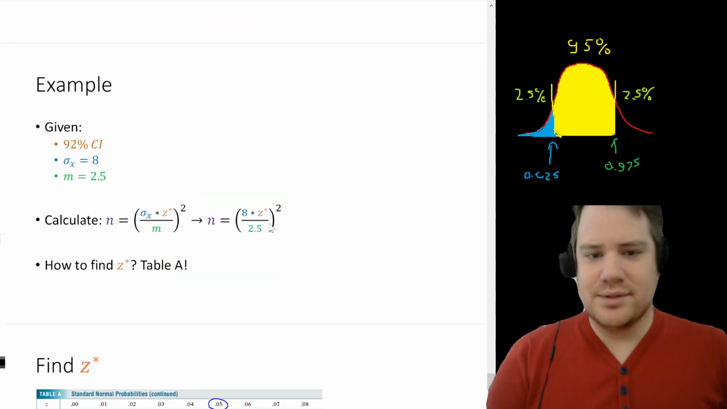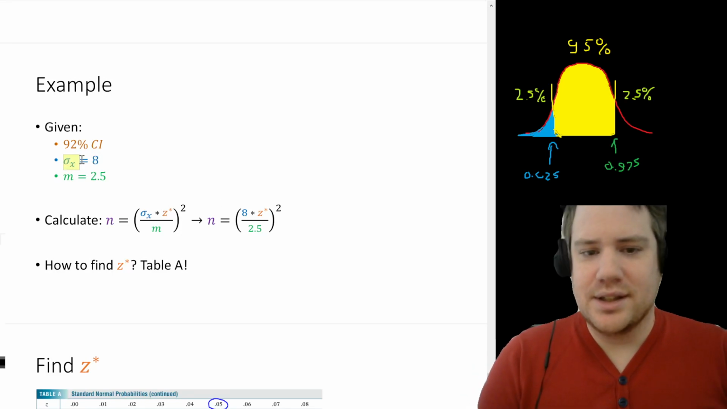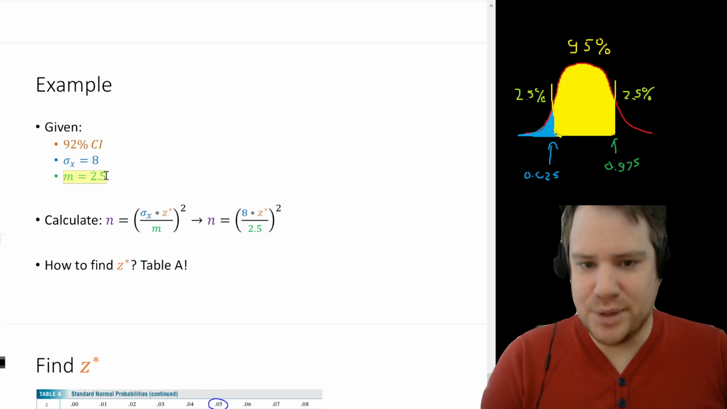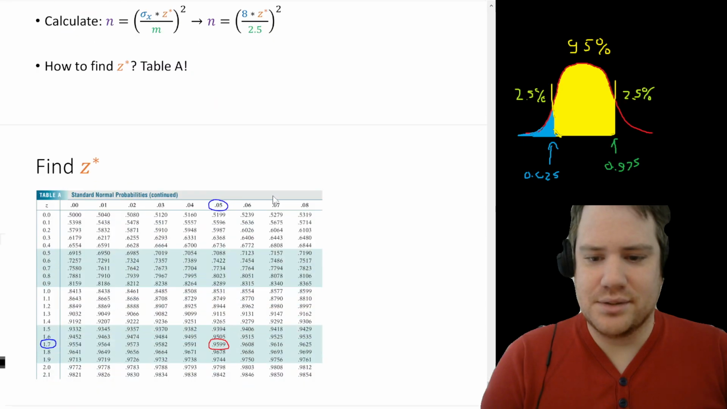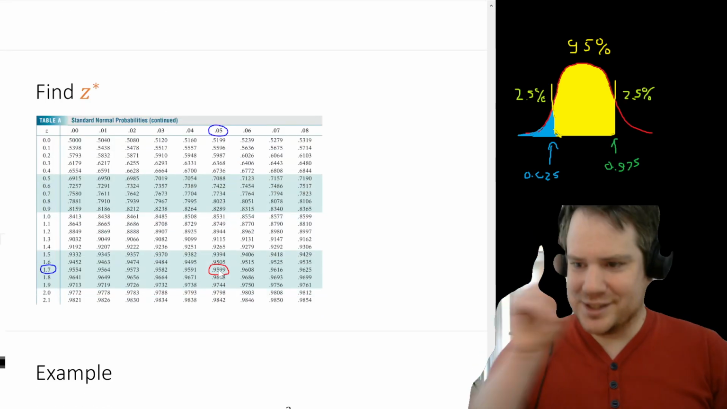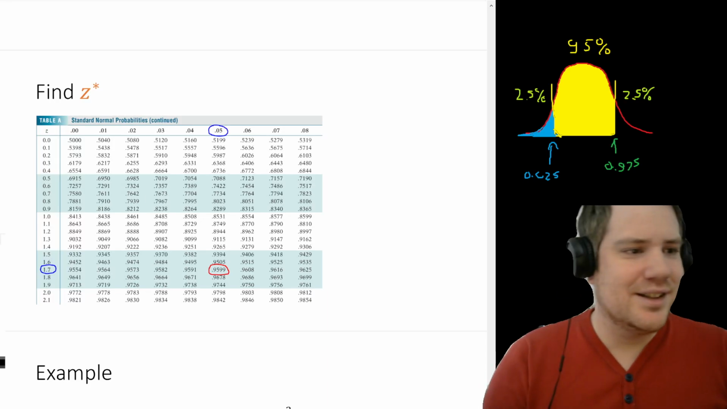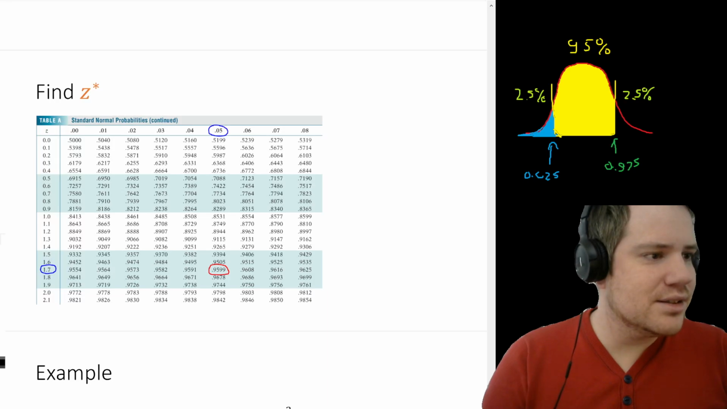So for example, let's say we're interested in a 92% confidence interval, a standard deviation of 8, and we want a margin of error of at most 2.5. Again, we need to convert our 92% into something else. We find the z of 1.75, because that corresponds to, well, it's the same story as above, except now I'll correct it.